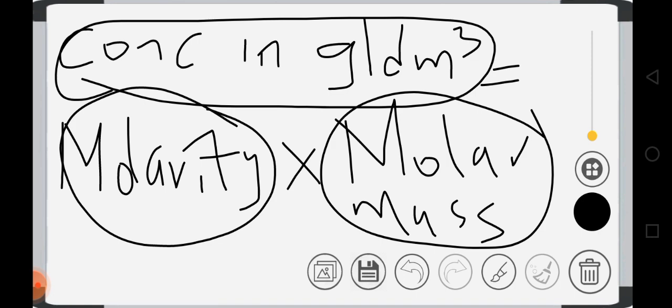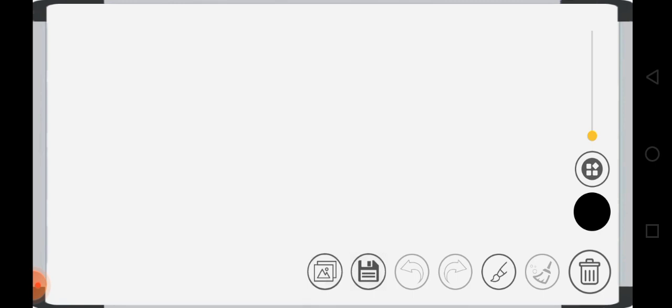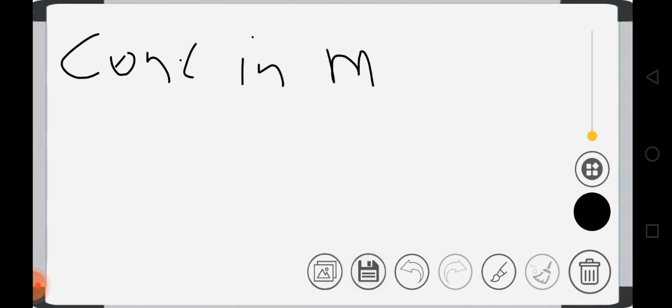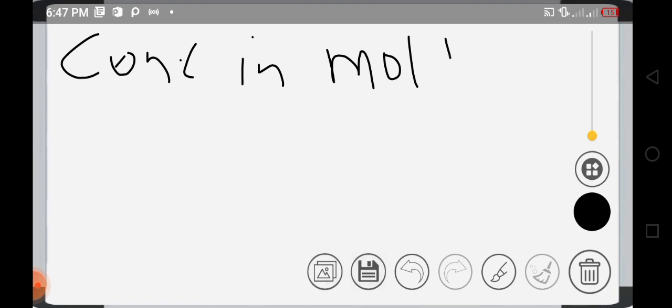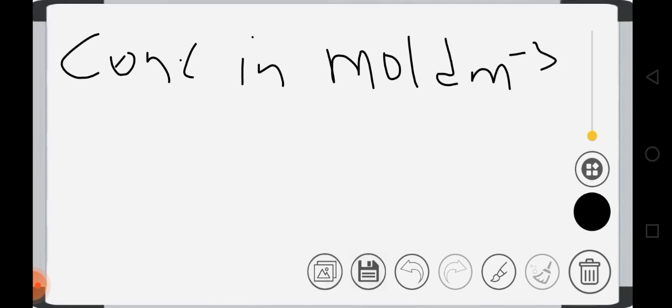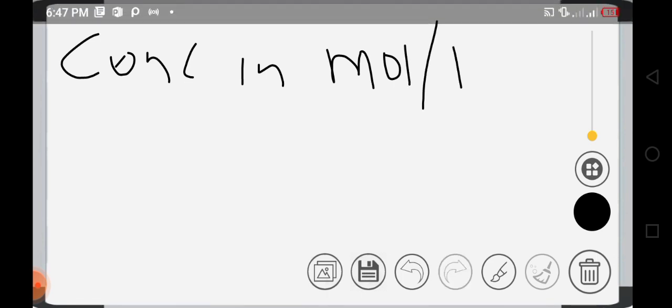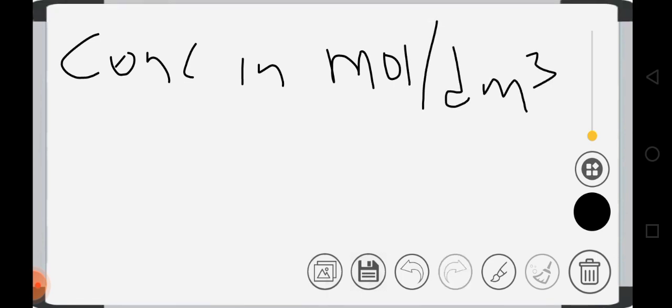Now, look at another thing you should also know. Another thing, very, very important: concentration in mole per dm cube. That is concentration in mole per dm cube. You can write it this way, or you write it this way, you just put mole per dm cube. This one is also correct.